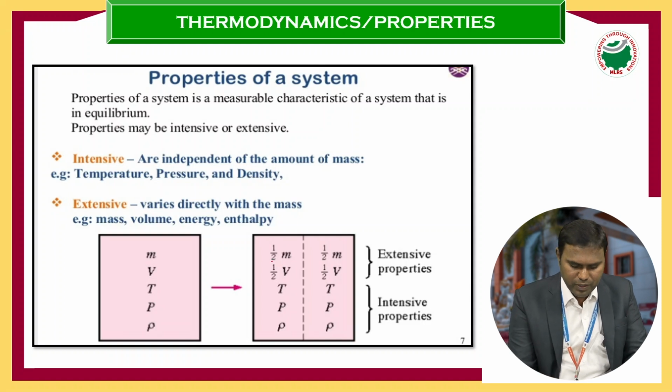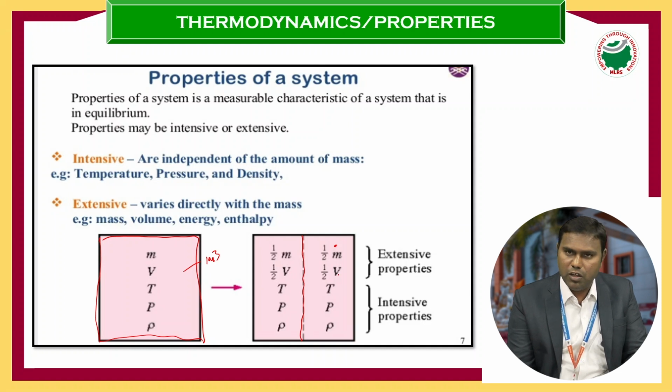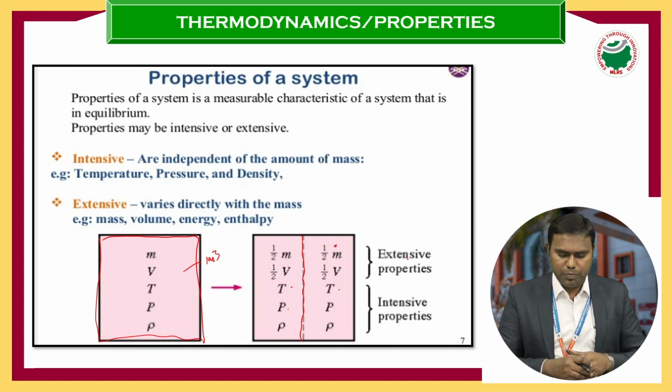For example, if this is one area and it is divided into 2 parts, the mass is also divided into 2 parts: m by 2. Suppose I take 1 kg, here it is half and here it is half kg. And for volume, if I consider 1 meter cube, here it is half meter cube and here it is half meter cube. But the temperature in this chamber and in that chamber is the same. Here also the pressure is the same. So temperature, pressure and density are intensive properties, and mass and volume are extensive properties.